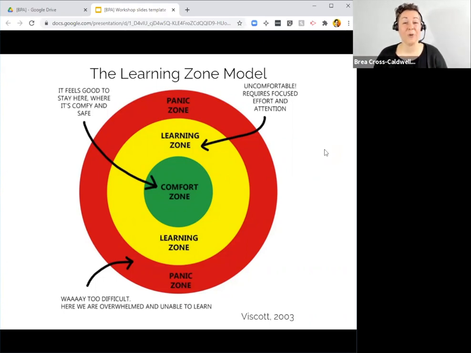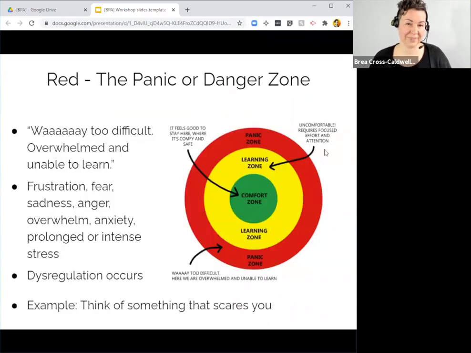So we're going to be going through each layer of this in depth, but the three zones of the learning zone model are the panic zone, the learning zone, and the comfort zone. And you can see those here. So we're going to start with the red zone, the panic or danger zone. This is the outer ring. This is the red outer ring.